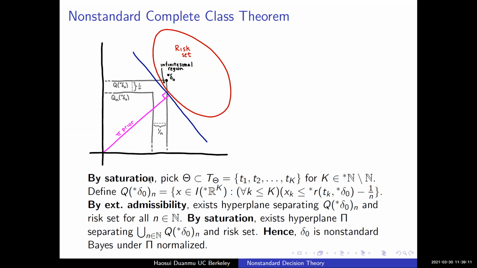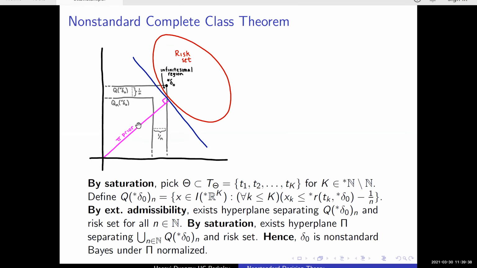For any decision procedure delta zero, we define its n-lower quantum to be the set of all points in this hyperfinite dimensional star Euclidean space such that each xk is less than or equal to the star risk of delta zero at tk minus 1 over n. Here is a rough drawing of a sequence of n-dimensional n-lower quantums. You can see that this sequence approaches the hyperfinite risk set.